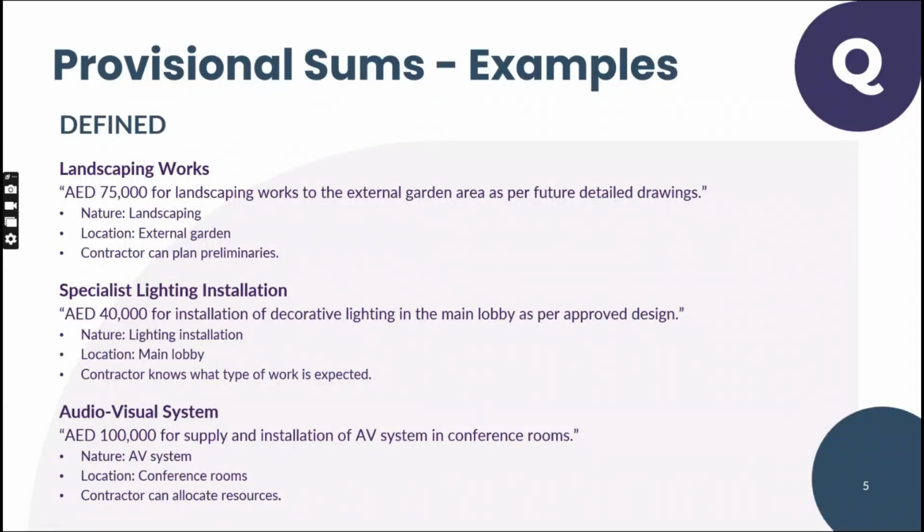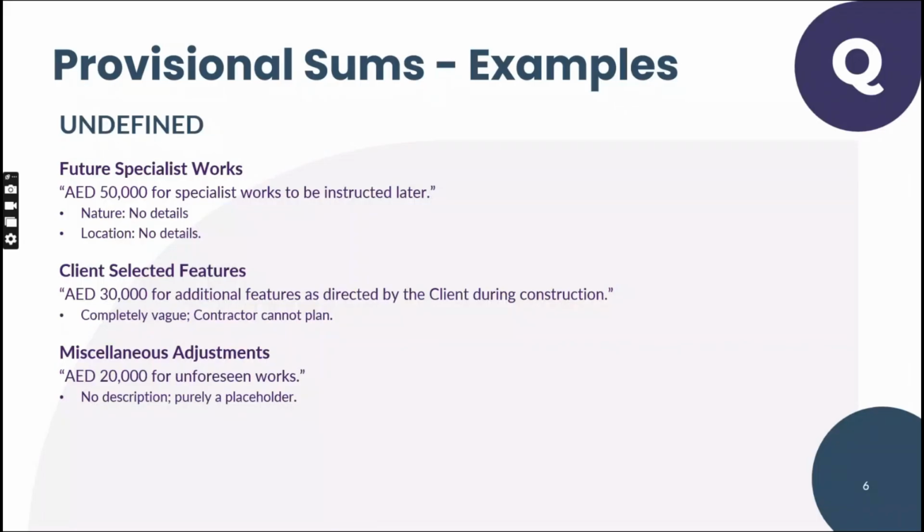Third example, audio visual system. 100,000 for supply and installation of AV system in the conference room. So you know the AV system, so you know the nature. You know the location, conference room. Now the contractor can plan accordingly and he can consider allowance for prelims also, because he knows the nature and location. When he knows both of these, he can price this item. Okay. Now let us look into undefined items.